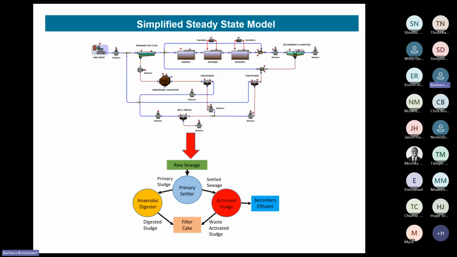The tool consisted of three parts. The first was the simplified steady state model. We simplified the WEST layout into the model shown below. It consisted of a fractionated raw sewage, a primary settler which split the sewage between the anaerobic digester and activated sludge tank, and the output to the secondary effluent and the filter cake. There were no recycles and no nutrient removal calculations, though there was nutrient release in the anaerobic digester.